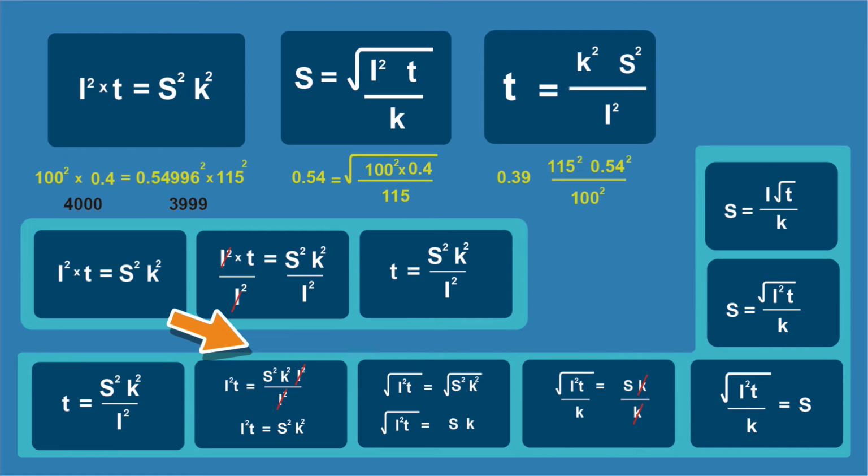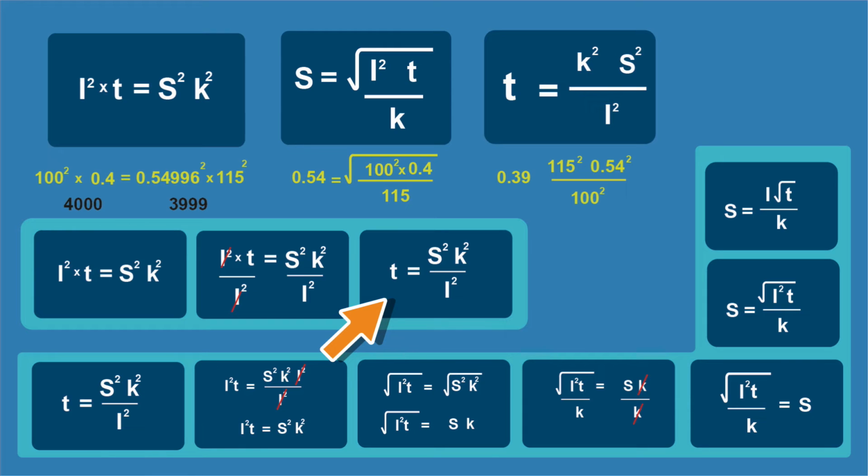Let's have a look how we can transpose these different formulas. So we've got I squared T equals S squared K squared. This one's quite straightforward really. We want to get T by itself, so we need to get rid of the I squared. I squared is multiplying, opposite of multiplication is division. So we divide both sides of the formula by I squared. The I squareds on the left hand side cancel each other out. And we're left with the formula T equals S squared K squared over I squared, your thermal withstand formula.